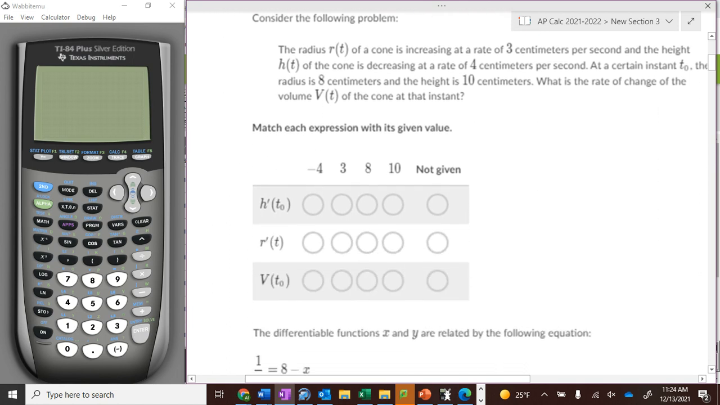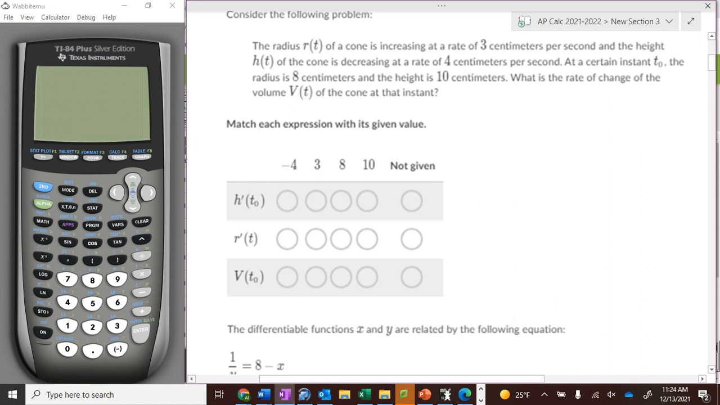The radius of a cone is increasing at 3 centimeters per second, and the height is decreasing at 4 centimeters per second. At a certain instant, the radius is 8 and the height is 10. What's the rate of change of the volume? If you have a first derivative, that's the changing part. The height is negative 4. The radius is changing, so that's a positive 3. The volume, not given.